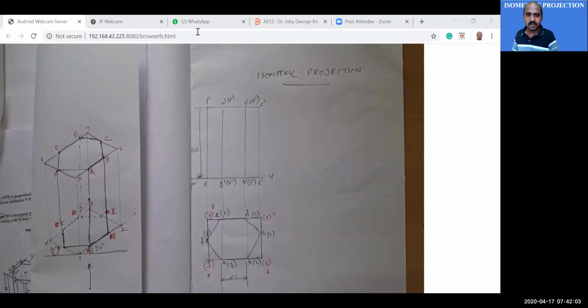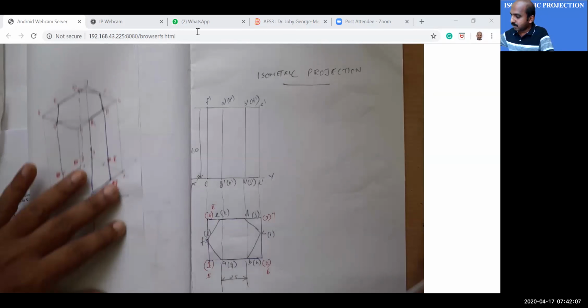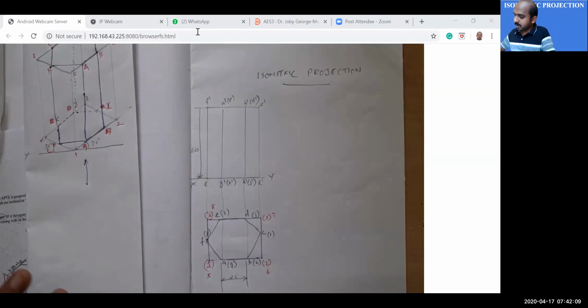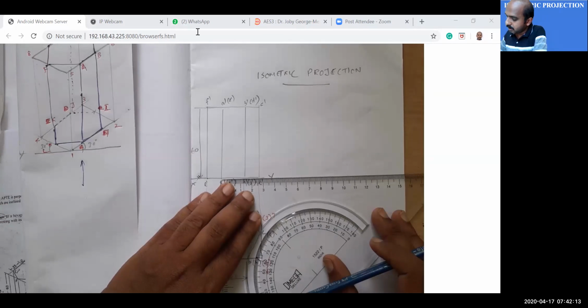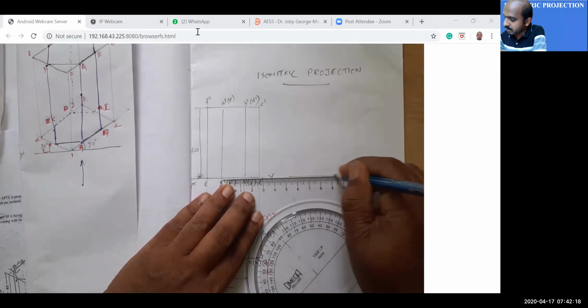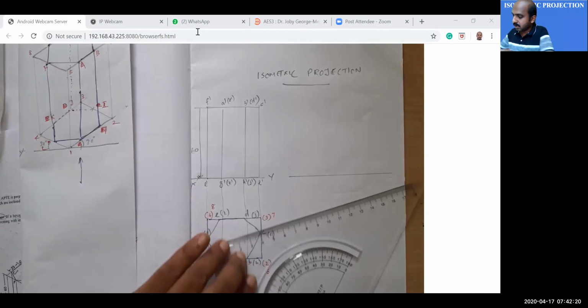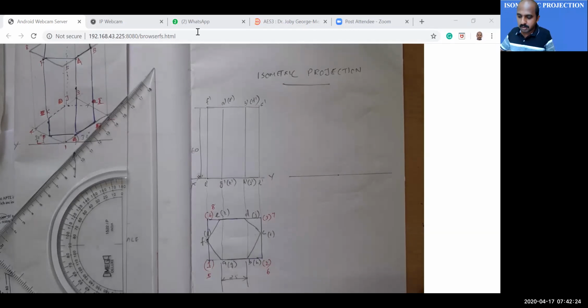Okay, this is the naming: 5, 6, 7, and here 5, 6, 7. So now what do you do? We're going to draw the isometric projection. A line in line with the XY line. In line with the XY line, we mark a point. That point is your 1.